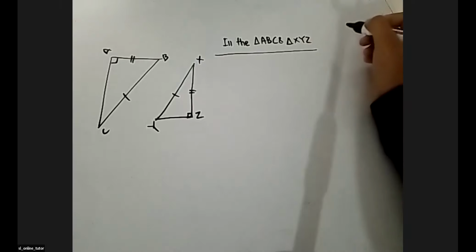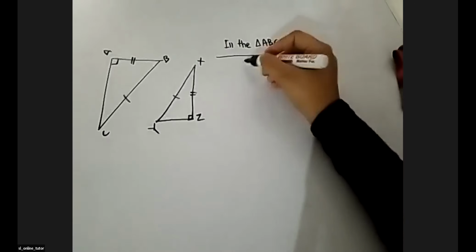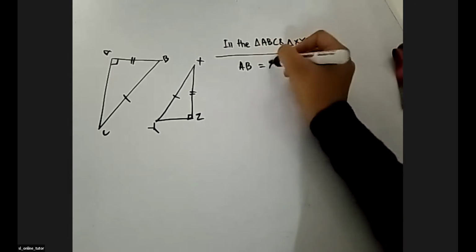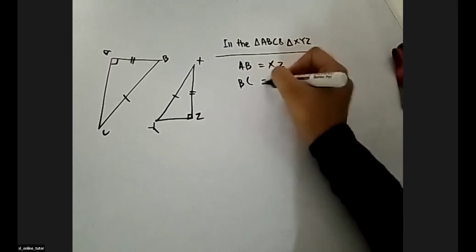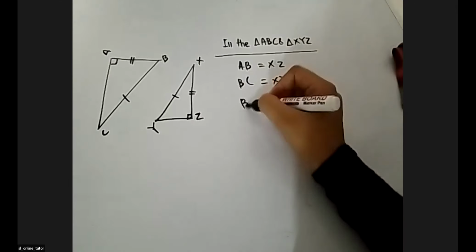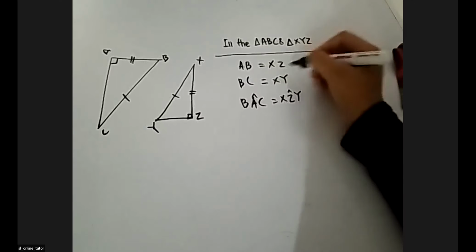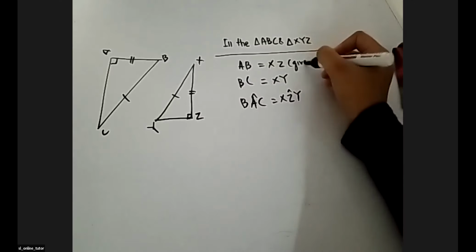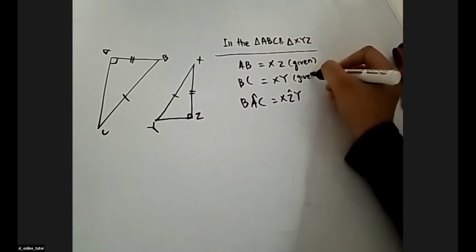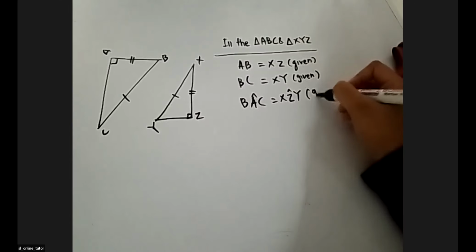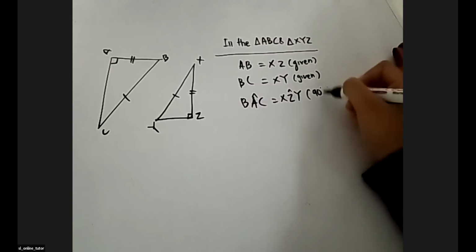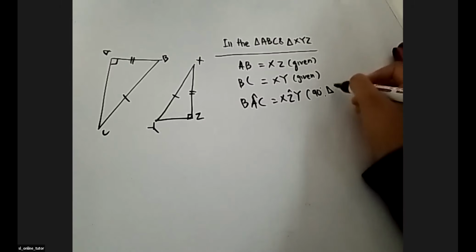Anyways, in the triangle ABC and XYZ, I can write down AB equal XZ, BC is equal to XY, BAC equal XZY. But you have to write the reasons also. Given, here you can write down 90 degree, or you can write a right angle triangle, 90 degree triangle.